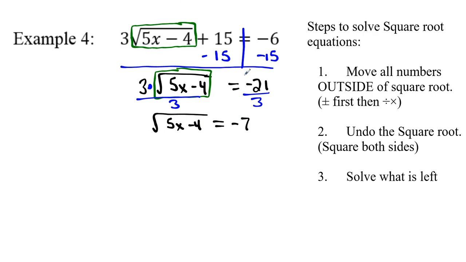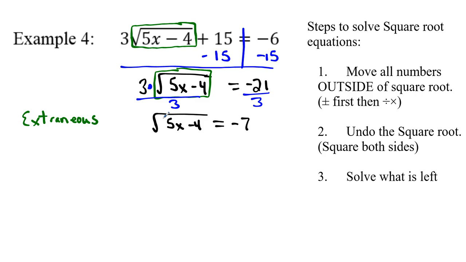Now, this is where we need to talk about possible solutions that are extraneous. That word is this, and I'm going to write it down here. Extraneous. It means we do have an answer if we solve, because we can find one, but if we were to plug it back in, it will not be a solution.